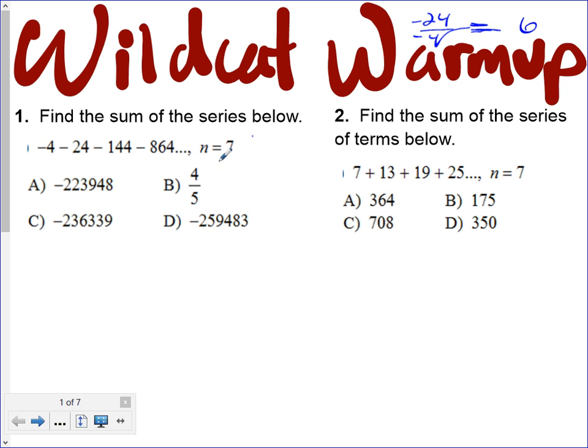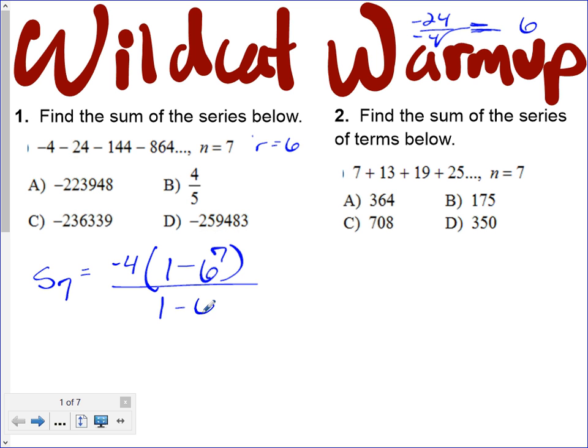And now you use the function for the sum of geometric sequences. So it'll be the nth sum, the sum of the first 7 terms, is equal to -4 times quantity 1 minus 6 to the 7th, divided by 1 minus 6. Very good.